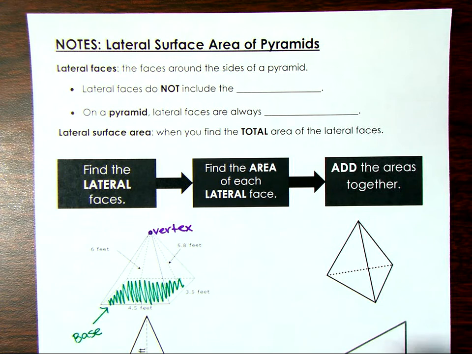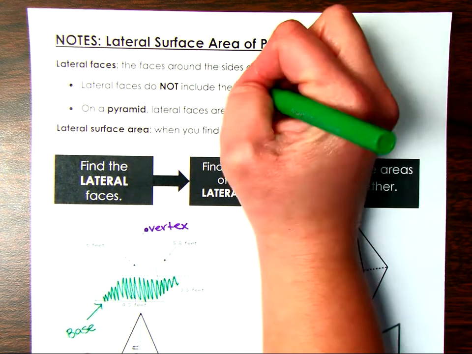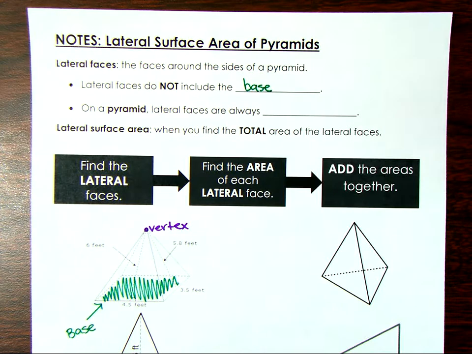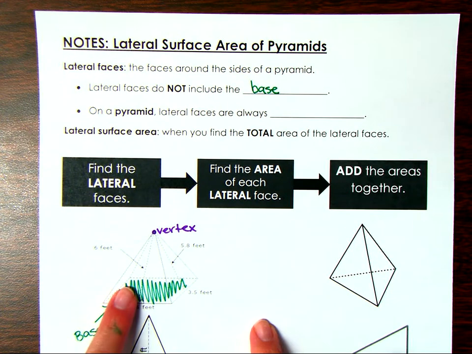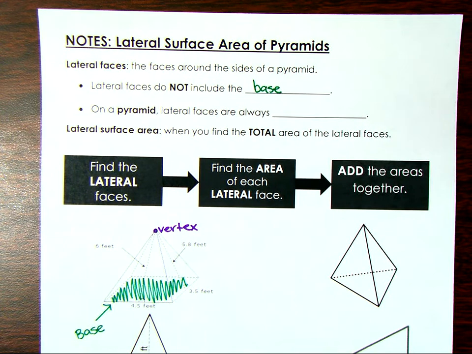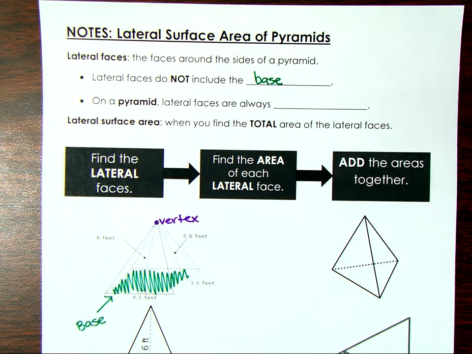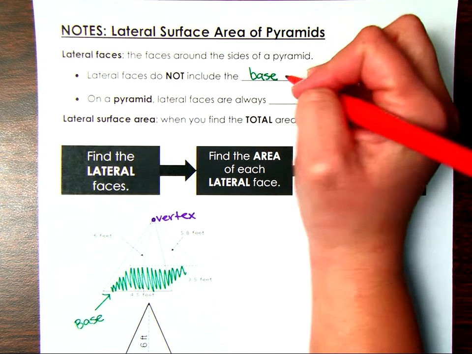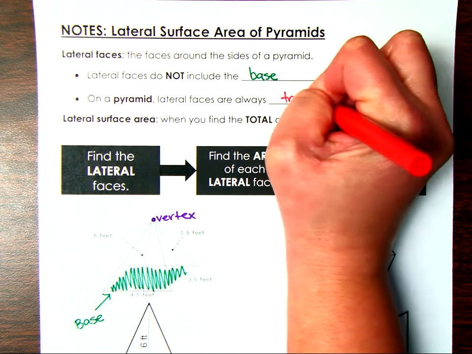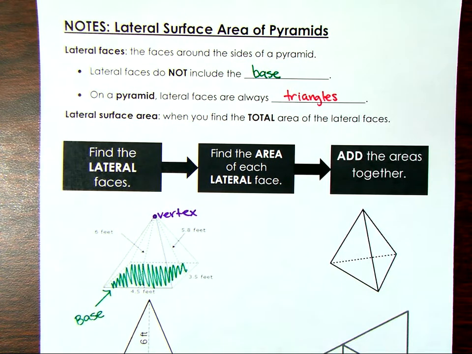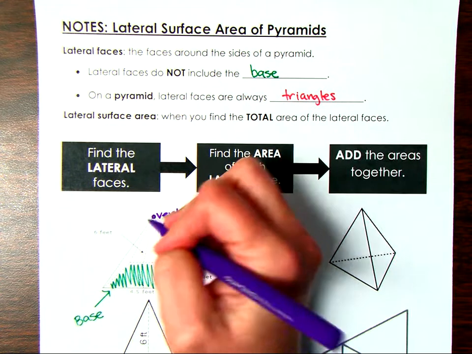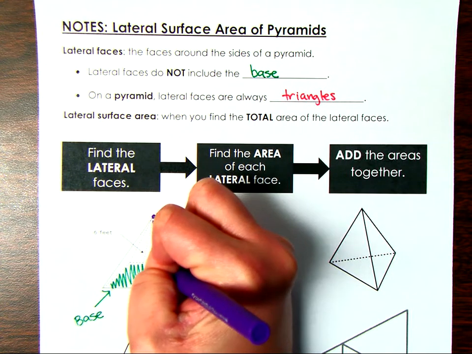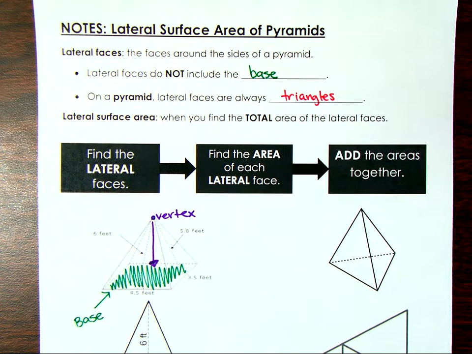So the lateral faces do not include the base. And there's only one base in a pyramid because your base is always across the vertex. You have two bases in a prism, one base in a pyramid. So on a pyramid, those lateral faces are always going to be triangles. I'm sorry, not the triangles across the vertex, the base is across the vertex. So when we're folding up, we're meeting at that vertex.